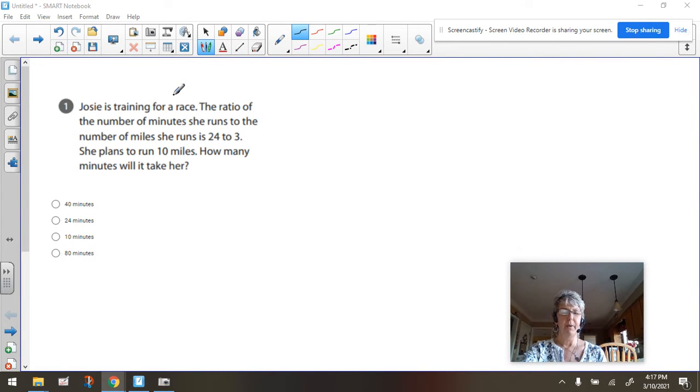Jose is training for a race. The ratio of the number of minutes she runs to the number of miles she runs is 24:3. She plans to run 10 miles. How many minutes will it take her?